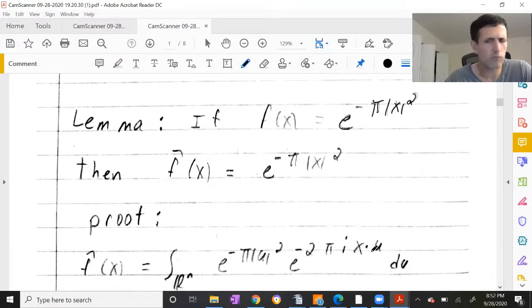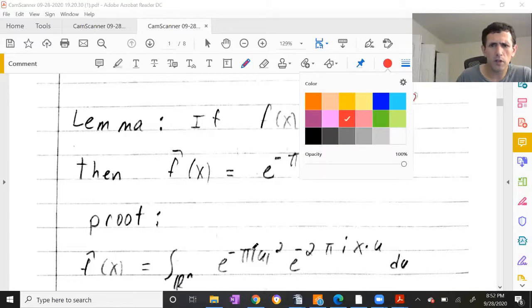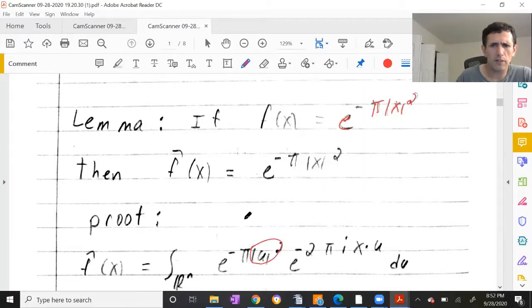So first of all, write down the Fourier transform. Okay, and this here obviously is u1 squared plus dot dot dot un squared. This one here is going to be x1 u1 plus dot dot dot xn un.